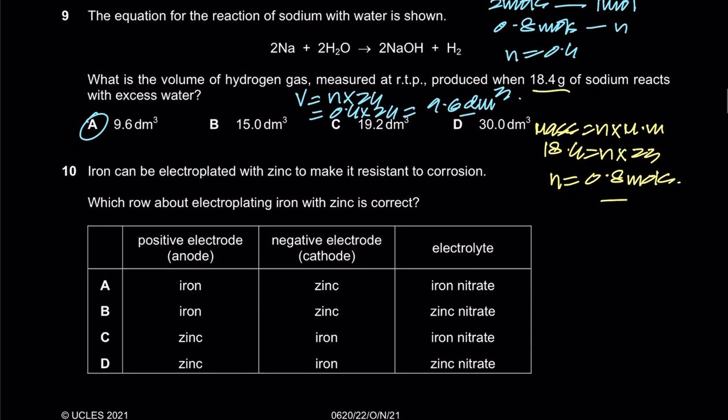So the first step is always to convert the data into moles. Second step is to use the equation, and the third step is to convert it into the requirement of the question.